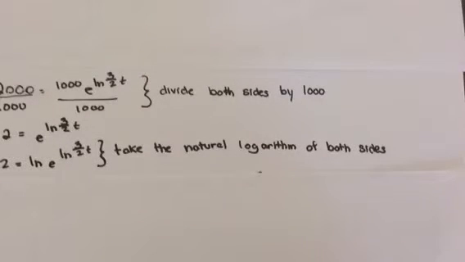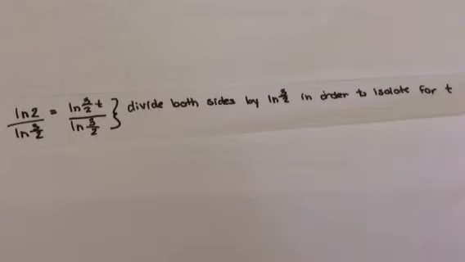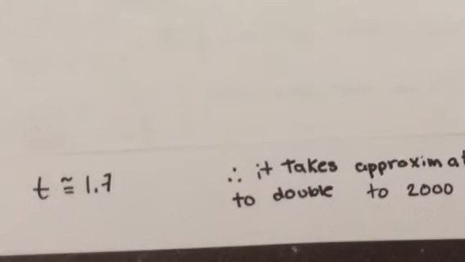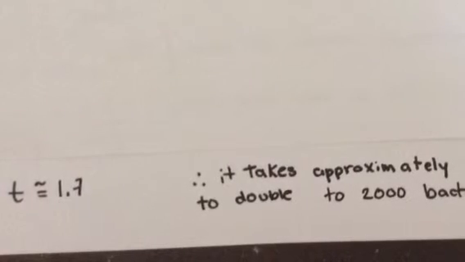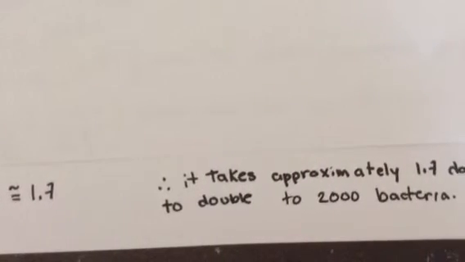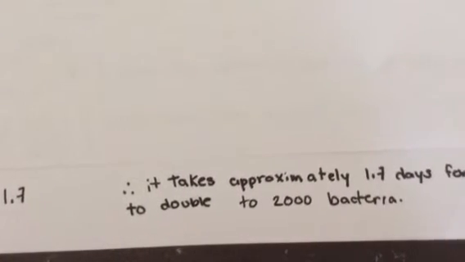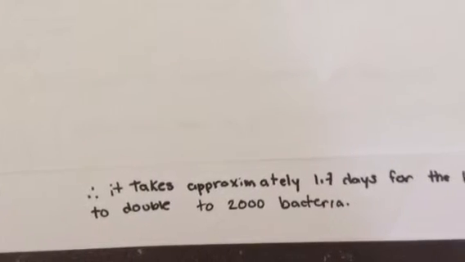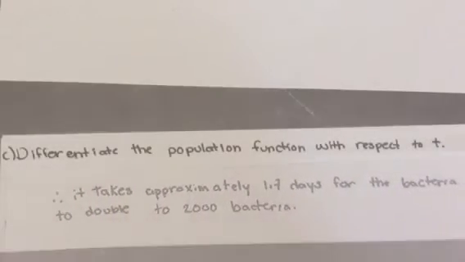Like last time, I will divide both sides by 1,000 and then take the natural logarithm of both sides. Then I will divide both sides by ln(3/2) in order to finally isolate t completely. I am left with t equals about 1.7. Therefore, it takes approximately 1.7 days for the bacteria to double to 2,000 bacteria.